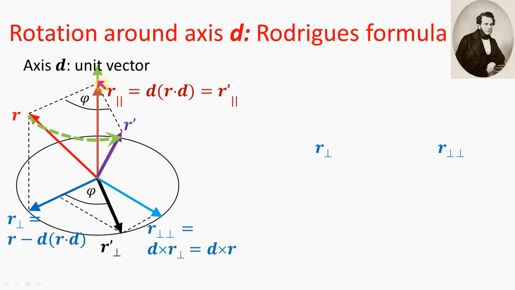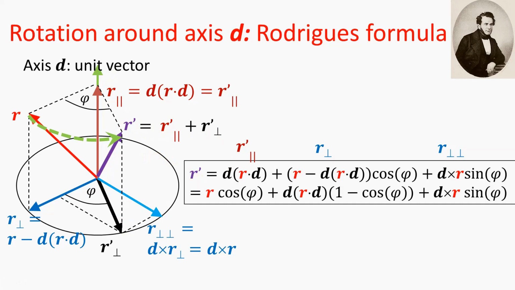So we have computed the rotated version of the parallel component, which is the same as the original parallel component, and the rotated version of the perpendicular component, which will be the new perpendicular component. So the rotated vector will be the sum of these two parallel and perpendicular components. Basically, we are done. We have to do a little bit of bookkeeping and put the partial results together.